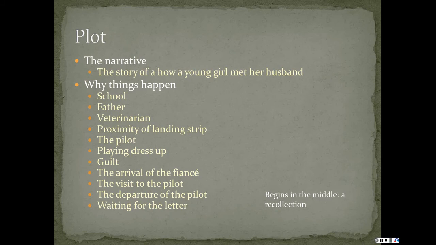When we examine plot, we think about why things happen. There are a series of events that take place that bring this young woman to this particular place in time. And because of things that happen in the course of the story, she encounters the pilot and ultimately meets her husband. When we consider the sequence of events, we may say what happens next, but with plot, we want to look at why things happen the way they do.